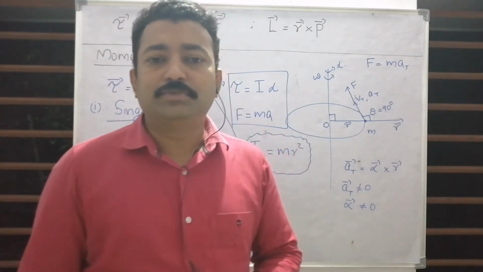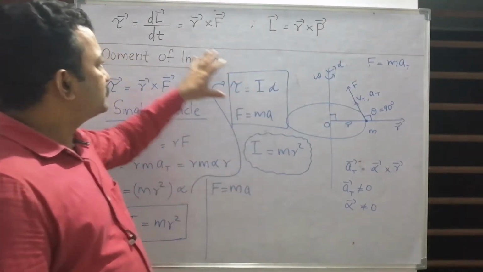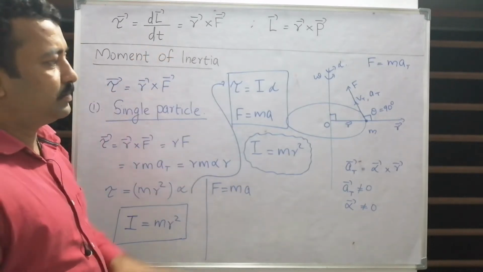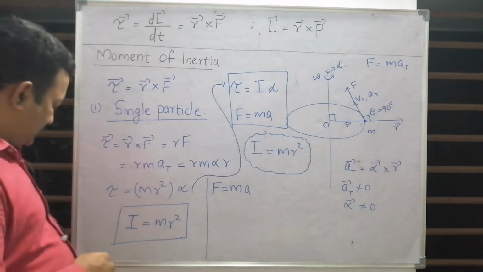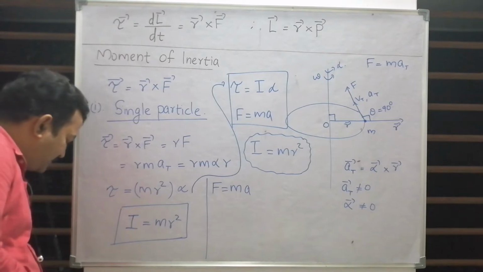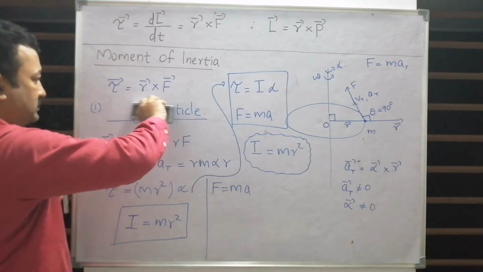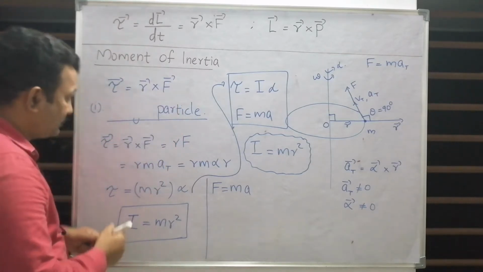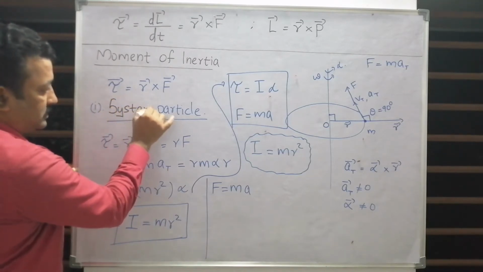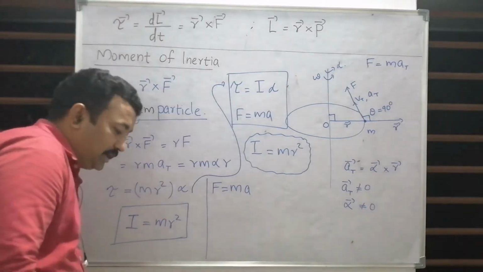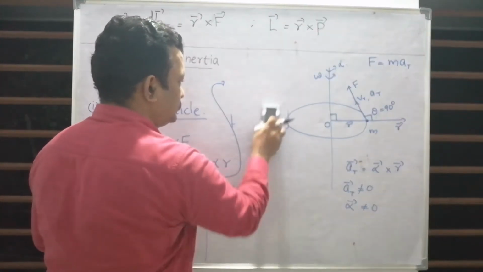Now let us extend the concept to a system of particles by using the same derivation. I have done this for a single particle, you must be remembering from the last session. I am going to extend this into the moment of inertia of a system of particles. If you have understood the single particle system, then this will be very simple for you. A system of particles means there is not one particle, we have n number of particles to deal with.